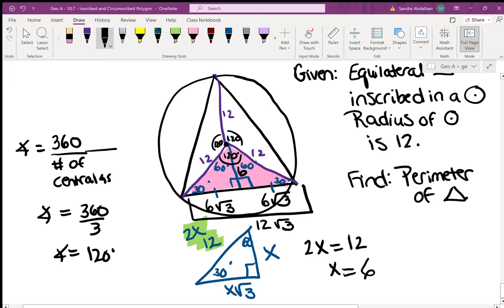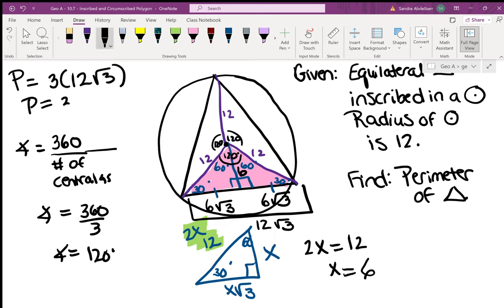Do we now have enough to find the perimeter? Absolutely. The perimeter is going to be 3 times 12 root 3, which is 36 root 3. All right, we are done for today.